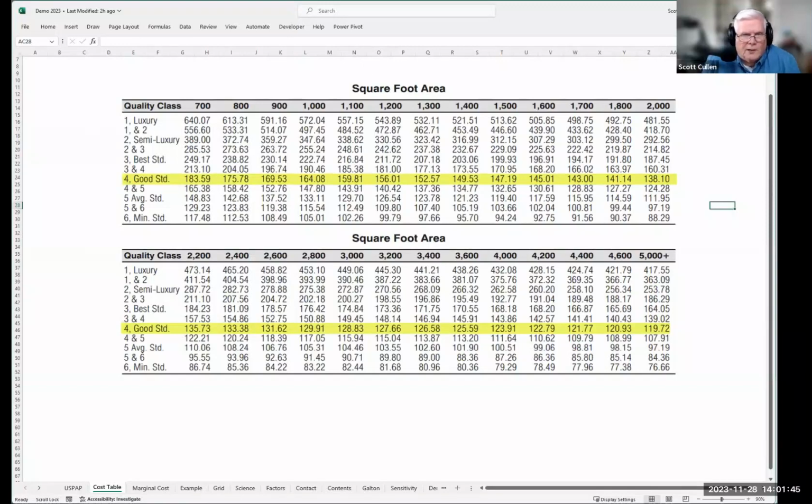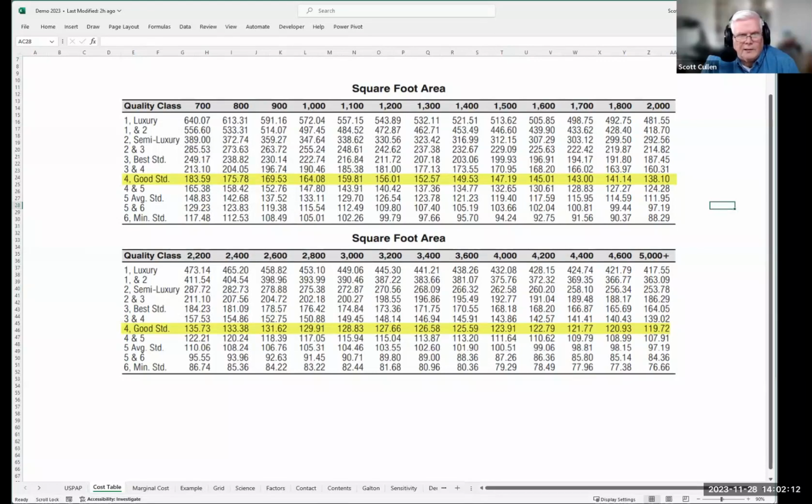This is 2023 cost data from National Building Cost. I should mention that we're going to be cutting over to the 2024 data relatively soon. There's no need for you to do anything. We'll just make the announcement and cut over to the 2024 data. But here's a table that shows 6 quality ratings, which align, I think, perfectly with the UAD system.